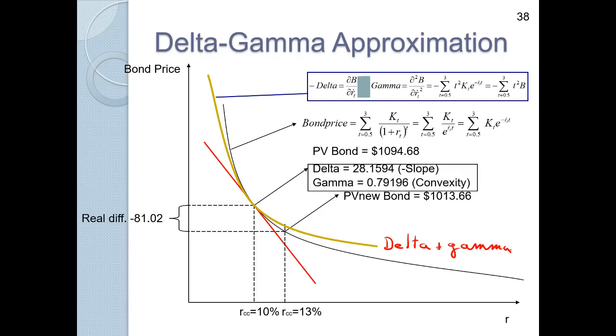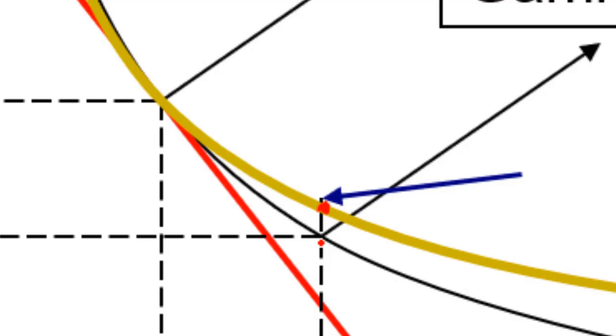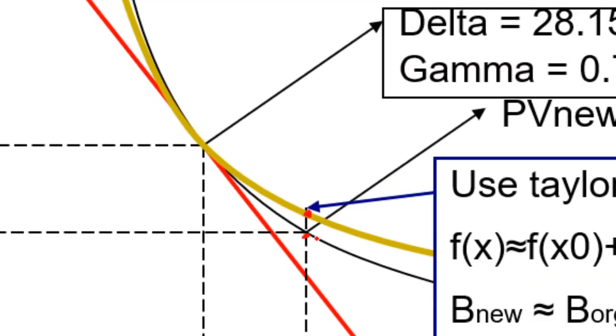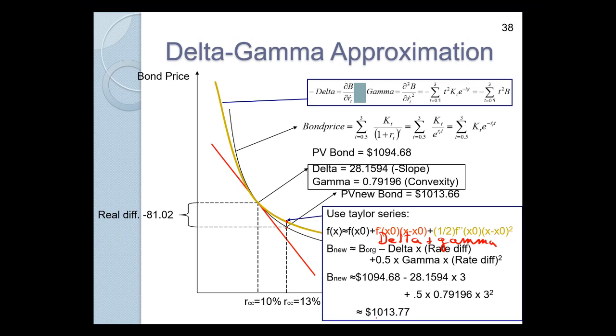So the delta is 28 and the gamma, which measures the convexity, is 0.79. So now you see that your bond price, according to the approximation, is going to be here. Again, it is not exactly on this line, but it's much closer. So then you see that your new bond price now is going to be 1013. So the real difference is going to be, instead of $81, well, it's going to be 80.91. But you see that from these two prices, you're really close, given that you're introducing your delta gamma approximation.